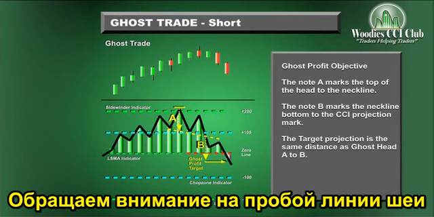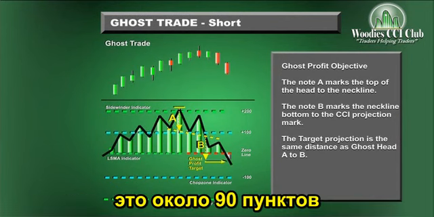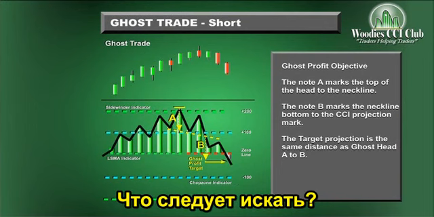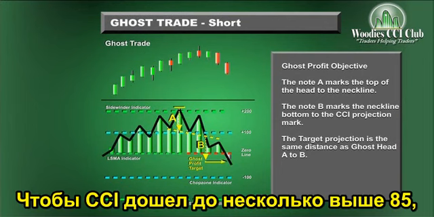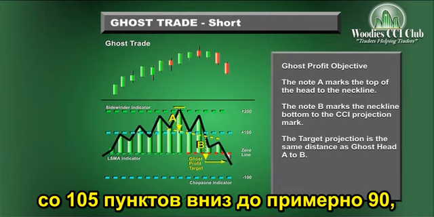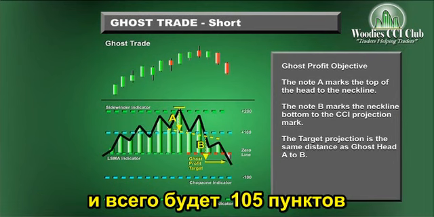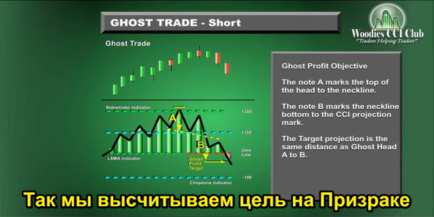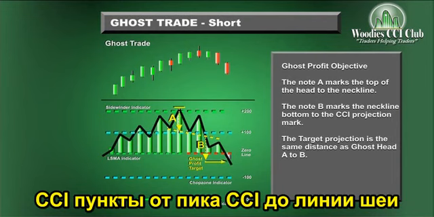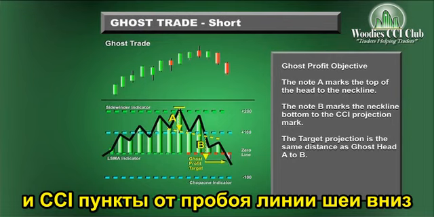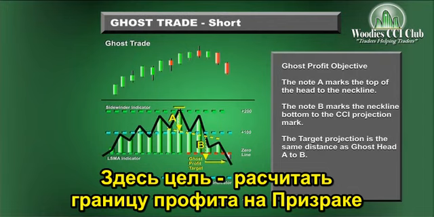Then we take that and we subtract it from the neckline break, which is about 90. So what we would be looking for is this ghost with the CCI to go to about minus 85, 105 points down. So from 90 to 0 is 90, and then another 15 points would be to minus 85. So that's how we calculate the target on the ghost: neckline to the top of the head in CCI points, from the neckline break down, and that's when our profit target on the ghost is taken.